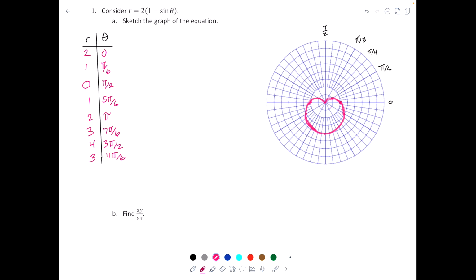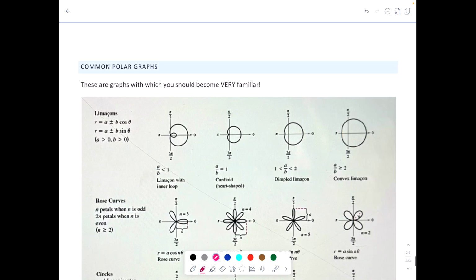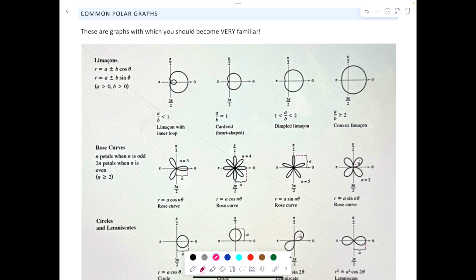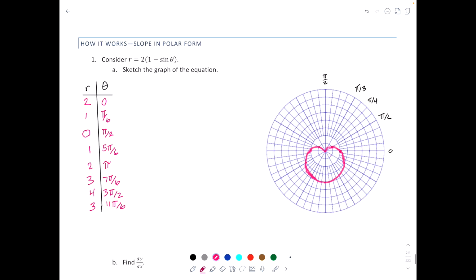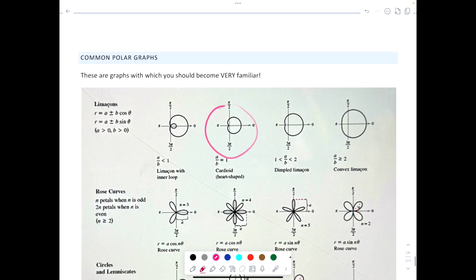Some of them have a loop. In fact, while we're here, let's take a look at limacons. So we just drew this one. It's called a cardioid. It's heart-shaped. And we had the version where we had the sine function, right? So if you have a plus or minus b sine theta, it ends up being more up and down, and it ends up being sideways if you have cosine theta.